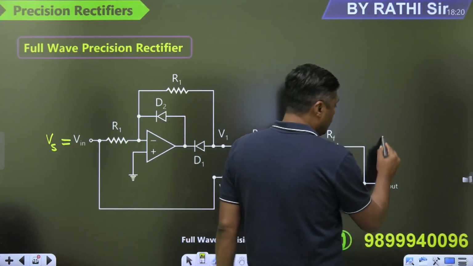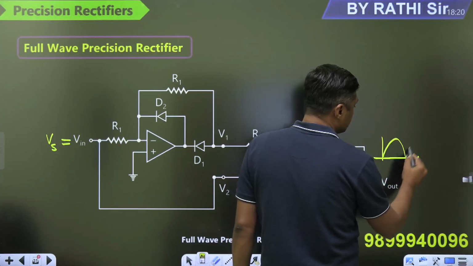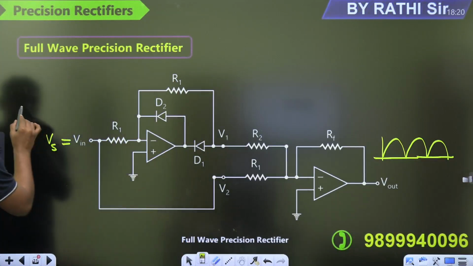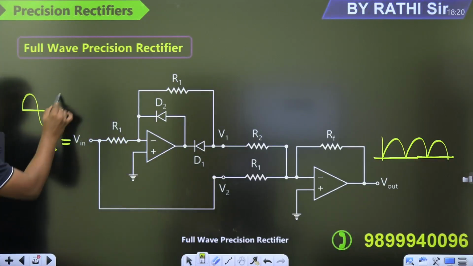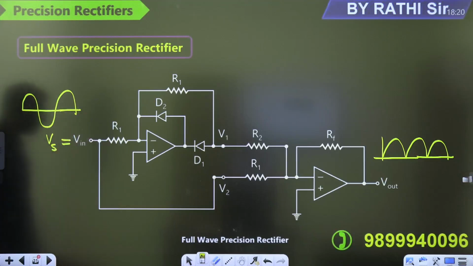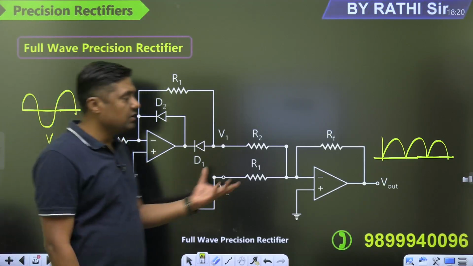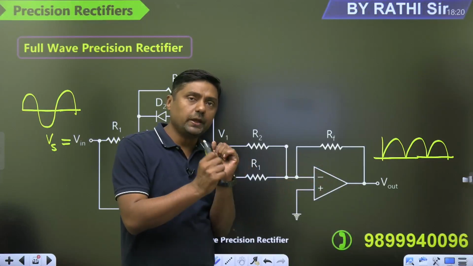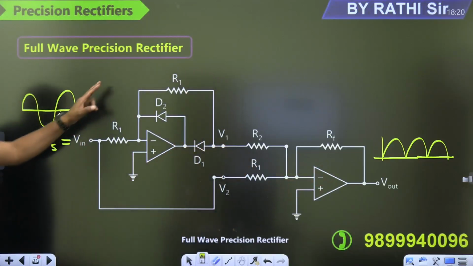Then finally at this point, we are getting the full wave. So I am going to prove this like this. And actually what is the input? Sinusoidal waveform. That's why it is called full wave rectifier. Okay, so one by one, first of all I will discuss this diagram, then I will discuss the role of the inverting summer. Finally we will connect these two. Okay, so focus on this diagram.